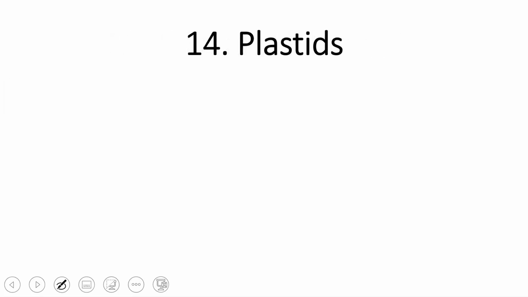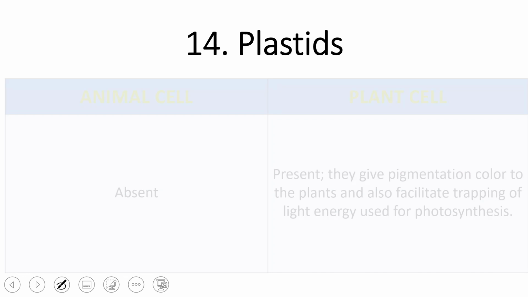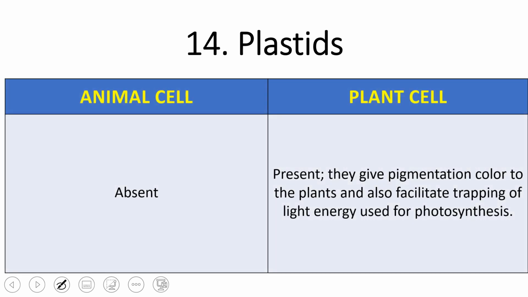Then we have another major difference in the plastids. In animal cells, plastids, chloroplasts and chlorophylls are normally absent. In plant cells, they are present and give pigmentation color to the plant and also facilitate trapping of light energy used for photosynthesis, by which they produce carbohydrate or glucose.